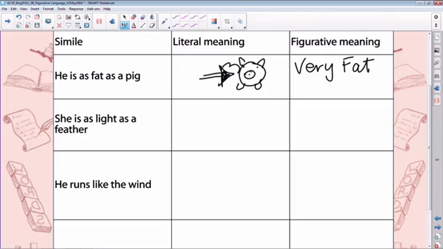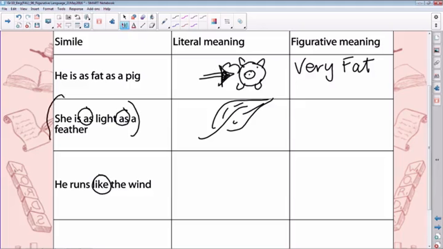Then the next one, "she is as light as a feather." Remember, as soon as you're asked to look for a simile, look out for "as" and look out for "like." So, "she is as light as a feather." Literally, you have your feather. Now, you can't be as light as a feather. So we know immediately that we're using these words figuratively. And what are we saying by using that simile? We're saying that she's very, very light. So again, I'm emphasizing the fact that she's light.